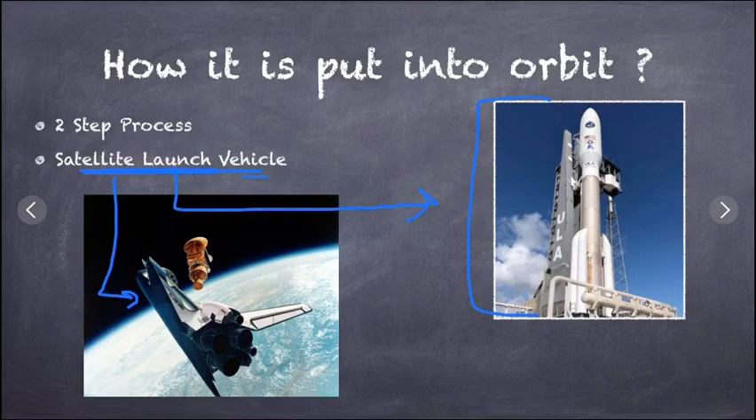So it is a two-step process where first the satellite launch vehicle, which could be a rocket or the space shuttle, takes the satellite and gets it high enough so that there is as little drag as possible, and then throws it at a velocity high enough to make it spin around the Earth.